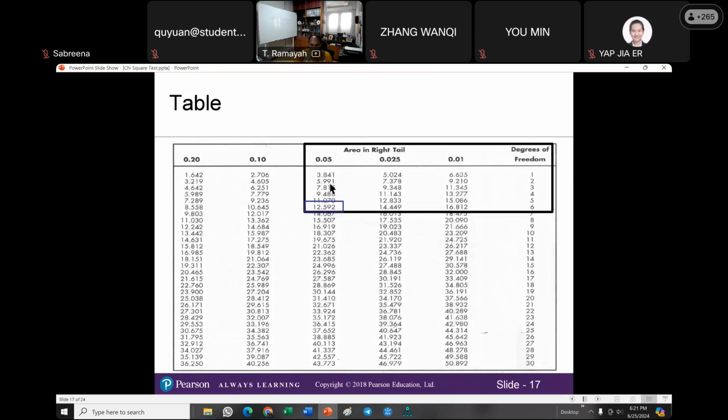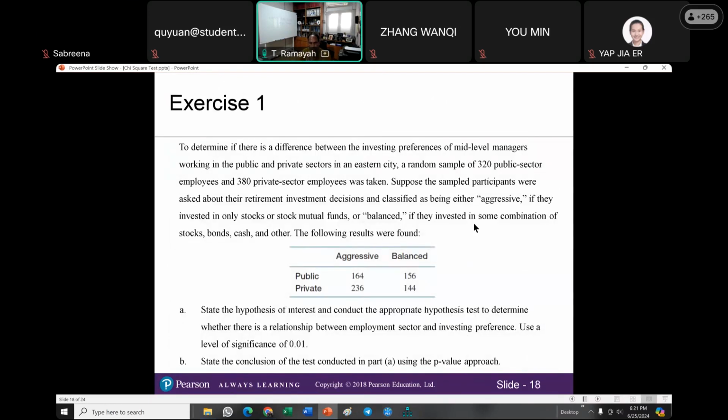Okay. So now we will look at this one exercise, which is a very simple exercise. We now have a 2 by 2 table. We have the funding, public funding or private funding. We want to see whether they invest in an aggressive portfolio or a balanced portfolio. The total number is 320 public sector employees and 380 private sector employees. So the total number is 700.